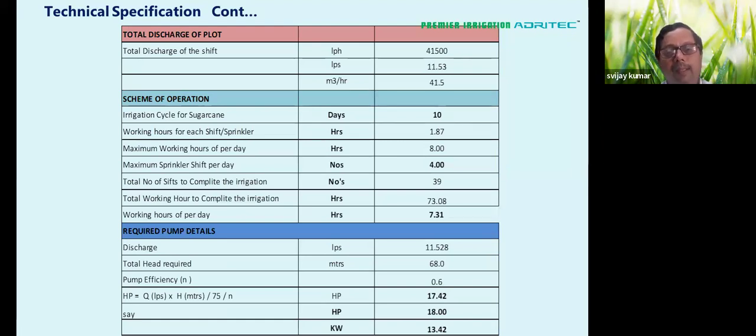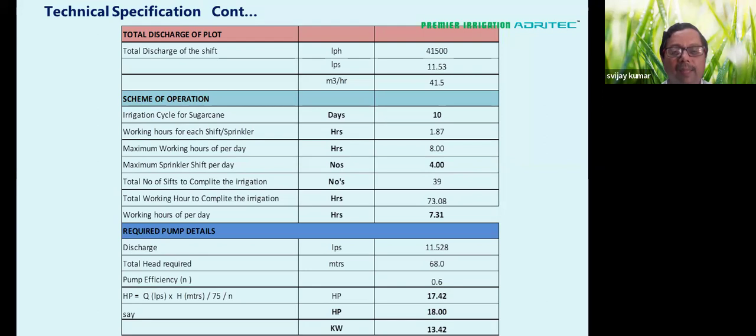I have given all the possible calculations because some people do it in liters per hour, some in liters per second, and some people do it in meter cube per hour. 1 meter cube per hour is nothing but 1,000 liters. So basically, 41,500 divided by 1000 will give you 41.5 meter cube per hour.